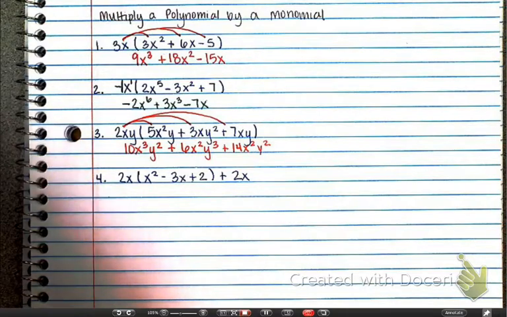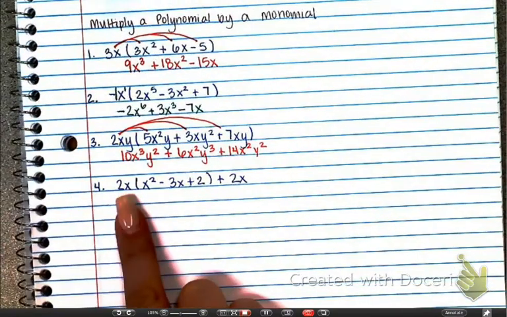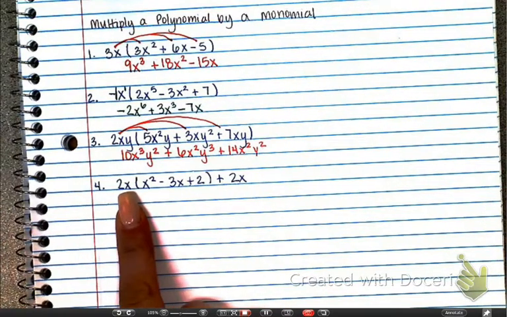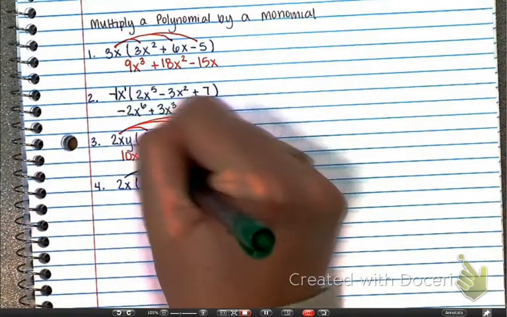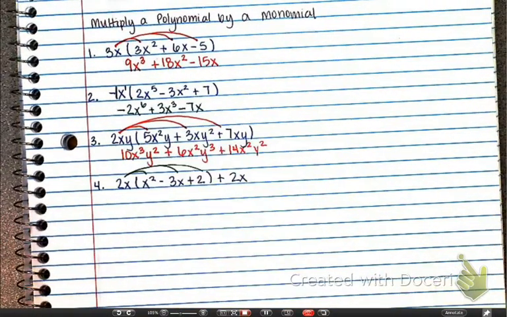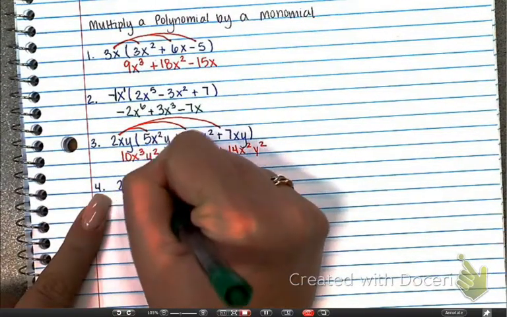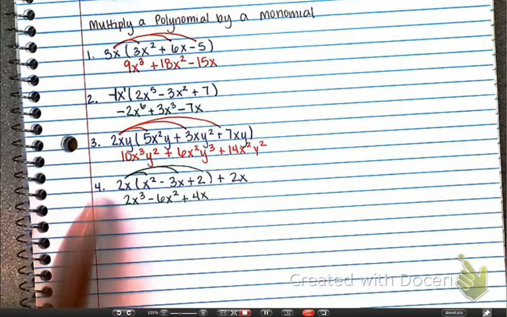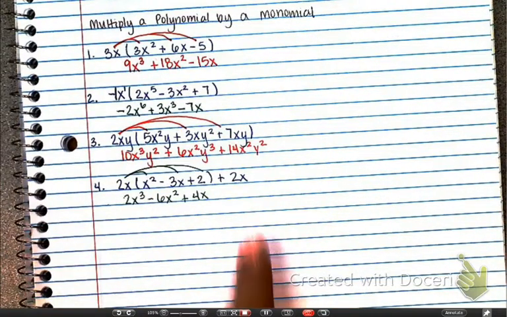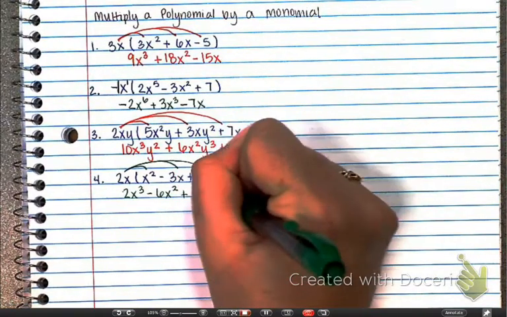This is cost. That 2x on the outside here in front of the parentheses only gets multiplied to what's inside the parentheses. Okay, so that's going to be important. So just distribute to what's inside first. So 2x to the third minus 6x squared plus 4x. But I still have this 2x here. I need to bring that down.